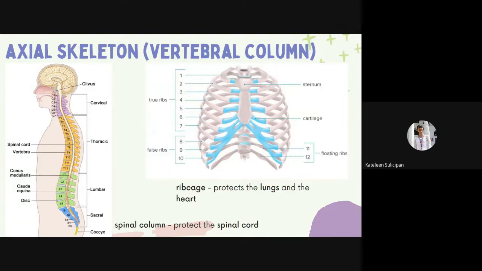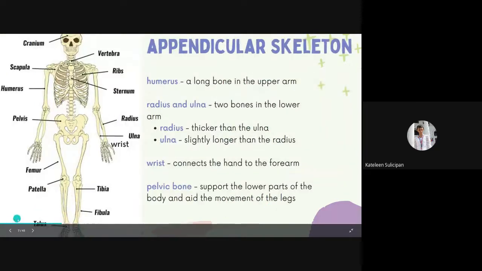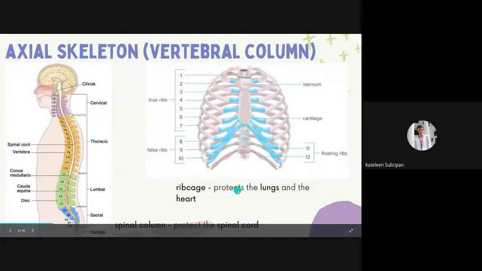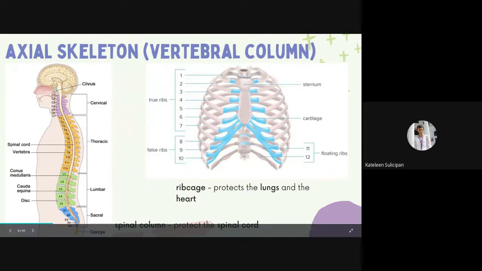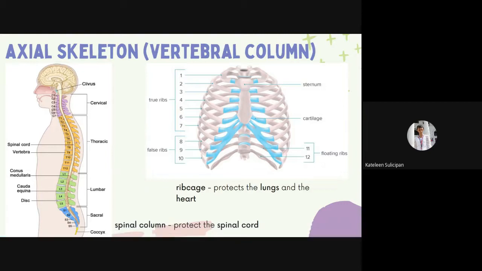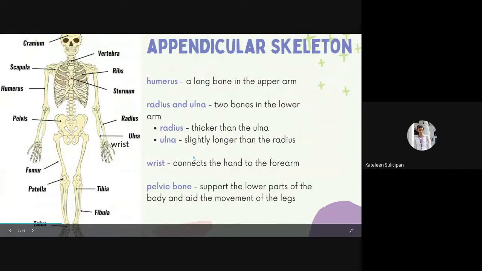Yung function ng spinal column natin is to protect the spinal cord. And yung function naman ng rib cage natin is to protect the lungs and the heart. Important talaga yung ribs and yung vertebral column kasi pinoprotect niya yung pinaka sensitive or most important part of the body. Kasi yun, nagpo-protect yung lungs and heart natin.